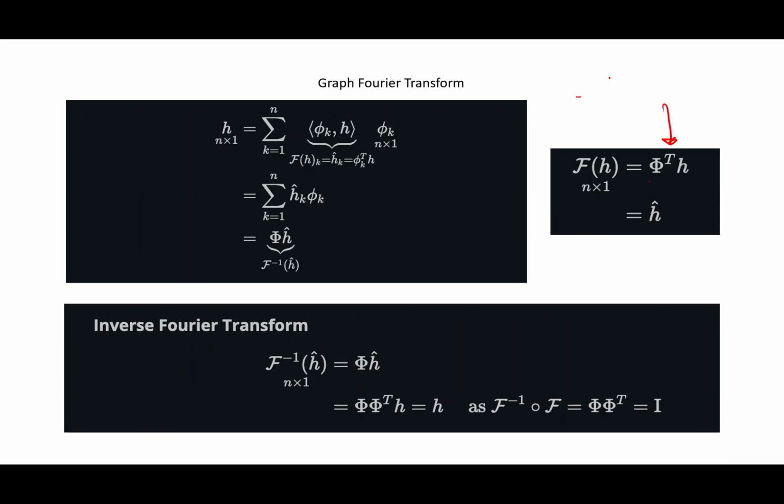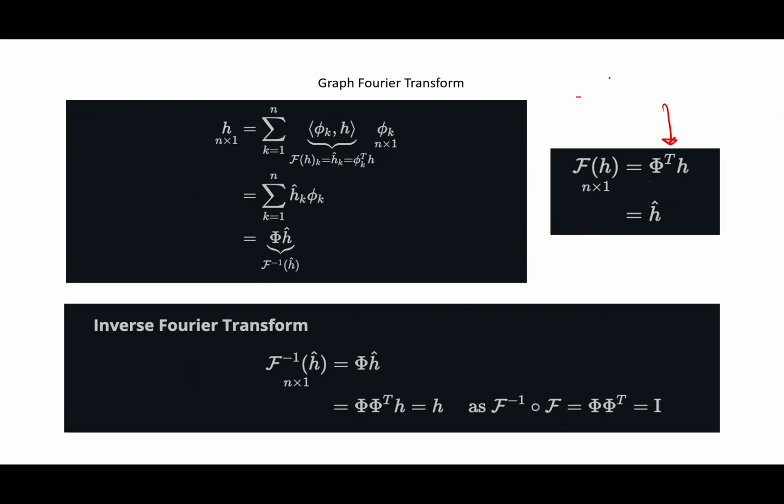And similarly, going back to our h will be easy, if not easier. We have our h hat, which are our Fourier coefficients, and multiplying them with phi k and adding all of them together will give us h back. This can be written easily as capital phi into h hat. So h will be equal to capital phi into h hat. This is just matrix multiplication.